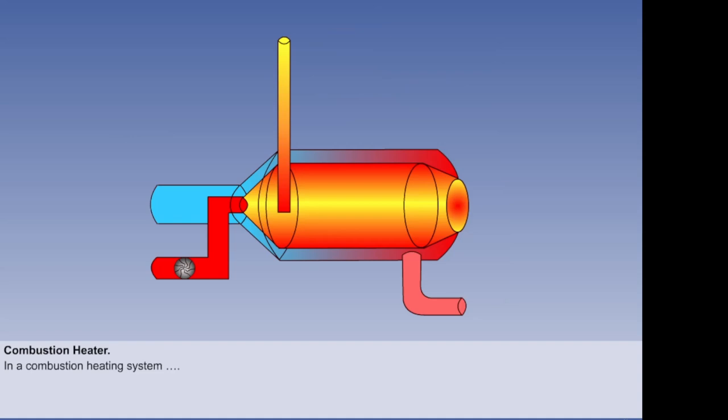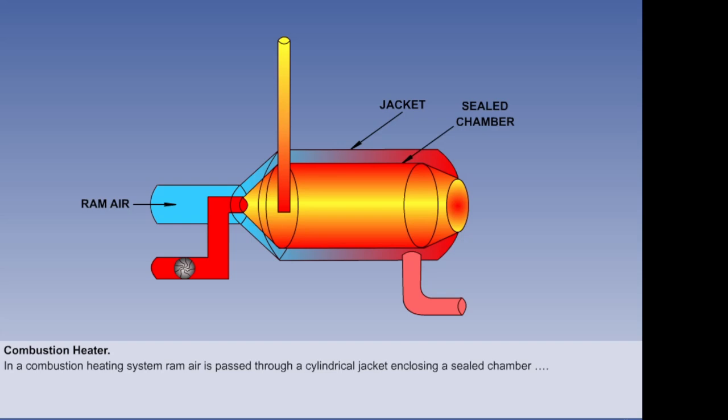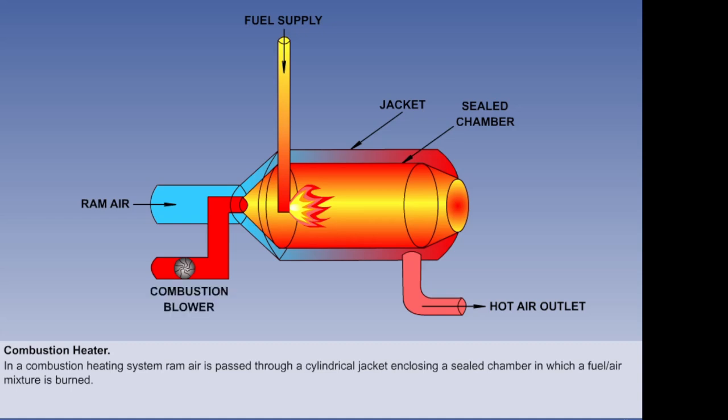In a combustion heating system, ram air is passed through a cylindrical jacket, enclosing a sealed chamber in which a fuel-air mixture is burned. The ram air is heated by contact with the chamber walls. Air for combustion is derived from a separate air intake and is supplied to the chamber by means of a blower. The combustion heater is fully explained in the pneumatic systems lesson.